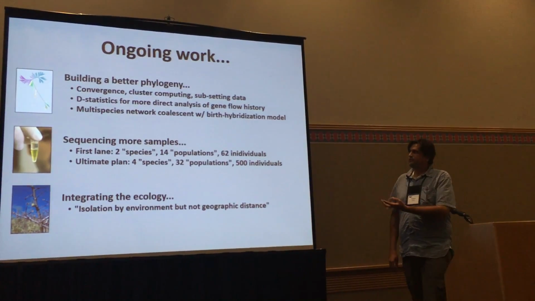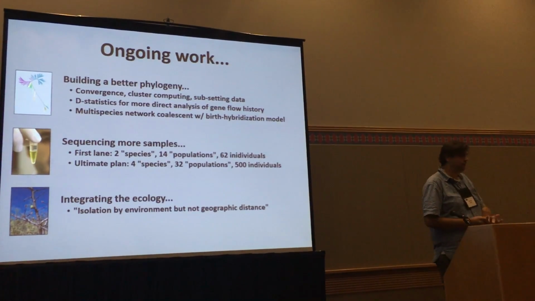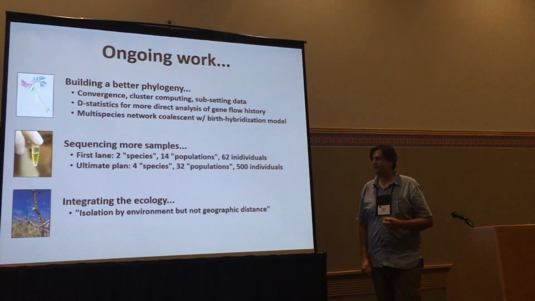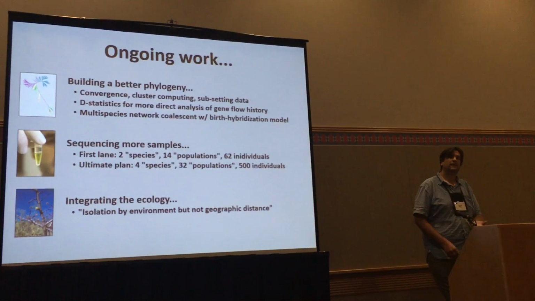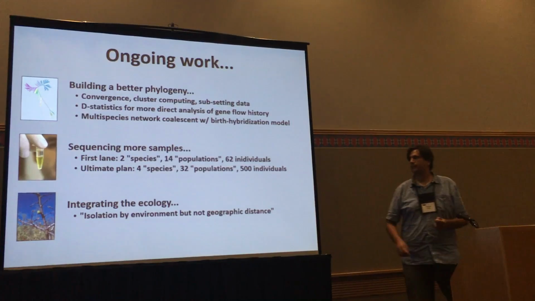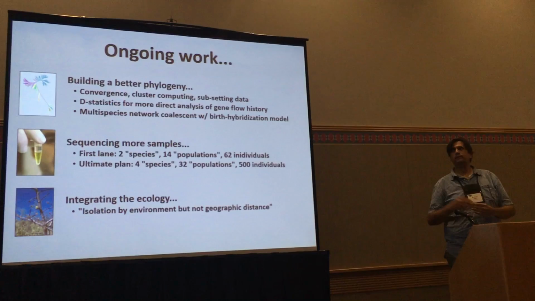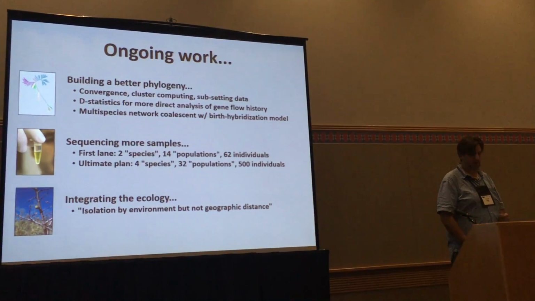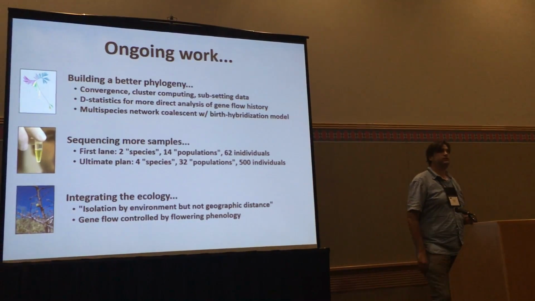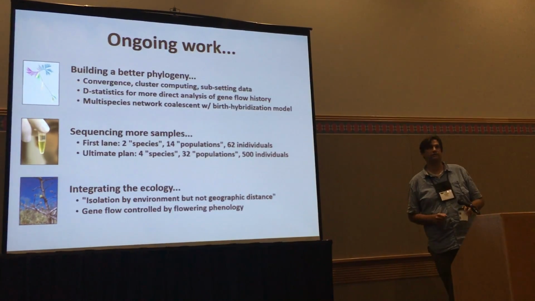The third part, which is the part I'm most excited about, is trying to integrate with the ecology. This is what Leigh Van Valen would have wanted me to do. What I found is isolation by environment, but not geographic distance. That's the title of my ESA talk, which is going to be right here in this building in August. I'd like to integrate this fact that I have not found isolation by distance with these apparent minor clusters, which show some kind of geographic structure. Hopefully the answer lies in the third chapter, which is about the timing of flowering in these oaks, and how that might be controlling gene flow. Thank you.